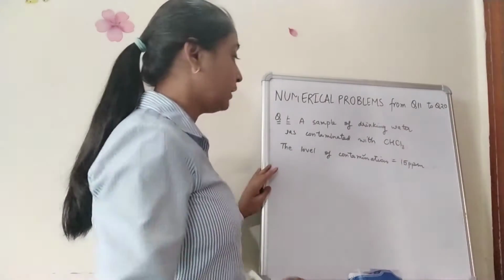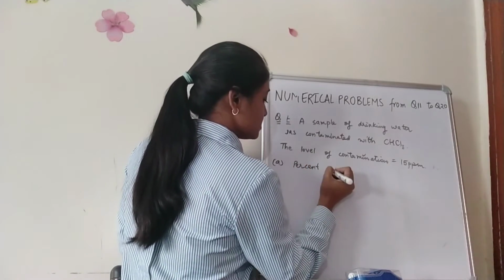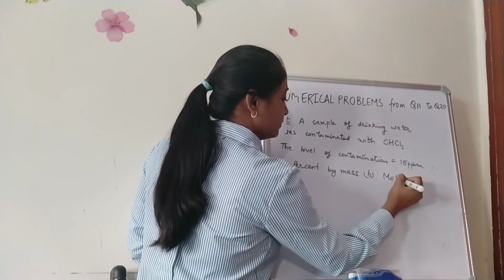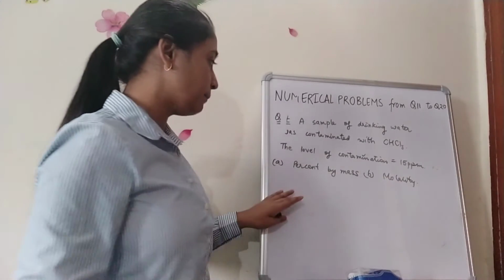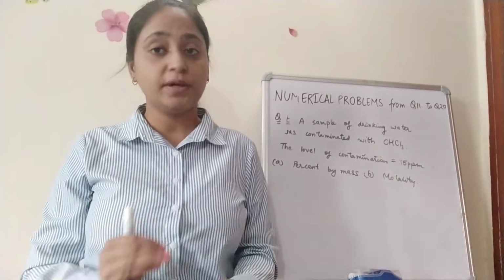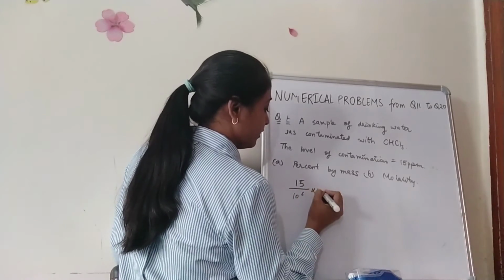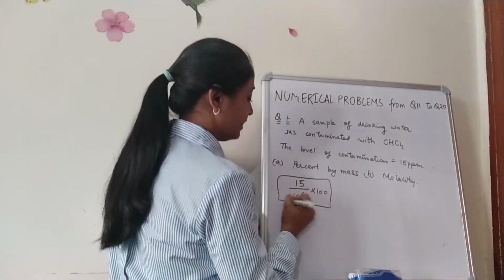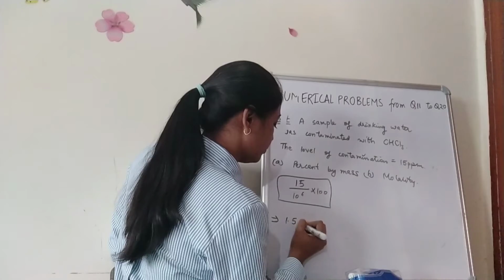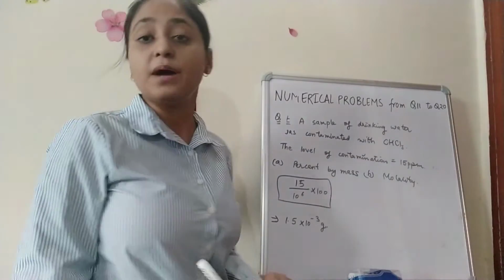So we have to calculate number 1, percent by mass, and second is molality. So percent by mass, level of contamination is 15 ppm here. 15 ppm means 15 parts per million. So we can write it as 15 by 10 to the power 6 into 100. Why? Because we are calculating mass percent, right? So the answer will be 1.5 into 10 to the power minus 3 gram. This much percent by mass, right?